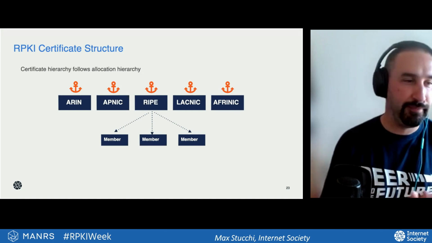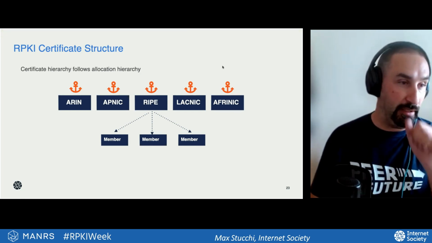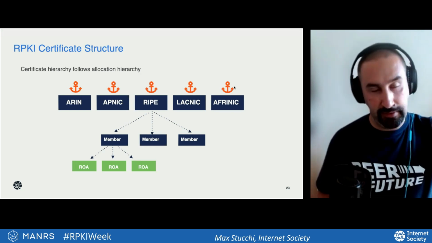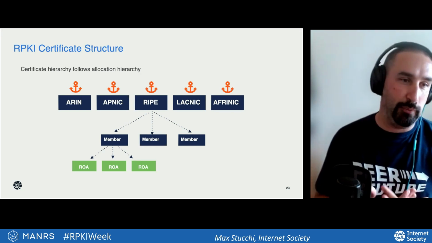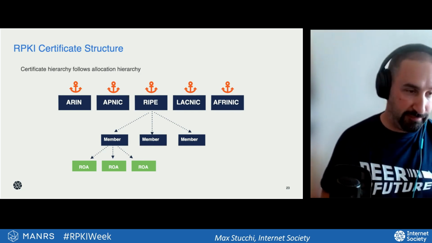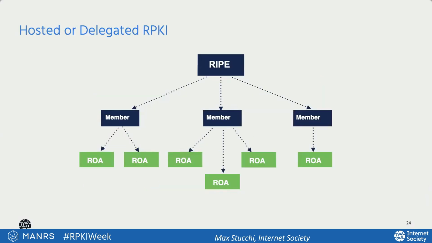No, not yet. So we go back to the RPKI certificate structure. We follow the hierarchy of allocation. Similar to what we've seen in the previous slide with the chain of trust, here we have the IRR, we have the member, we have the ROA, same exact one, very simple. And then we have either hosted or delegated RPKI. This is a long-standing discussion, people who love delegated, people who love hosted. There's no one size fits all, and it's up to you to decide which one you prefer.